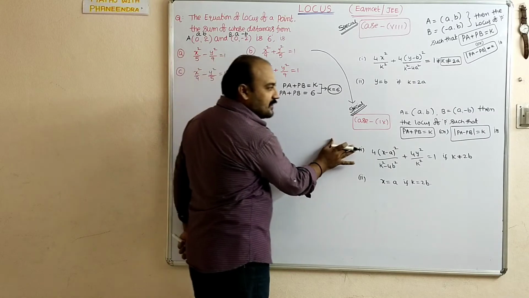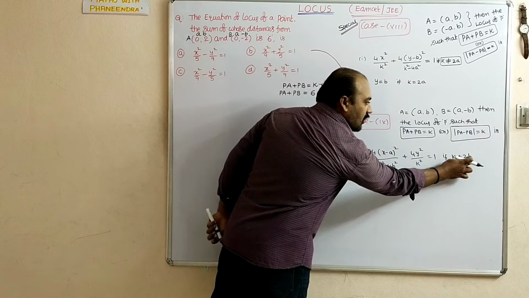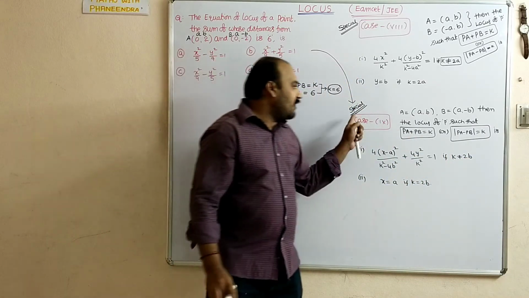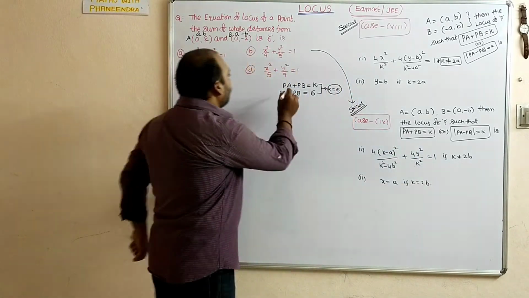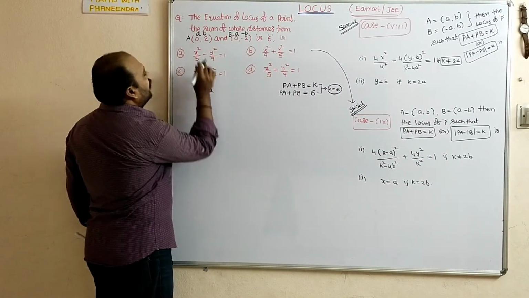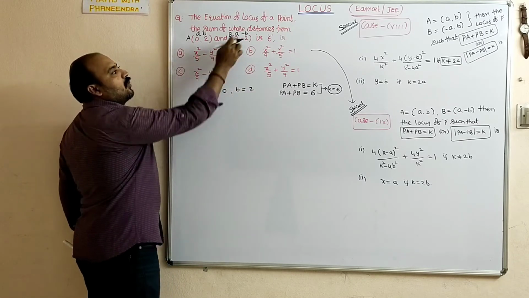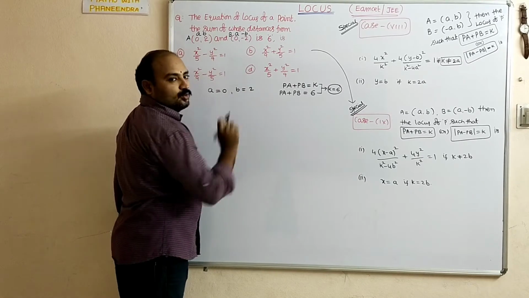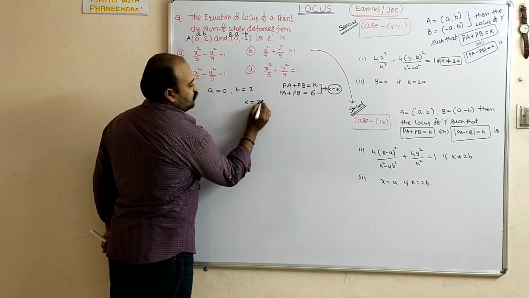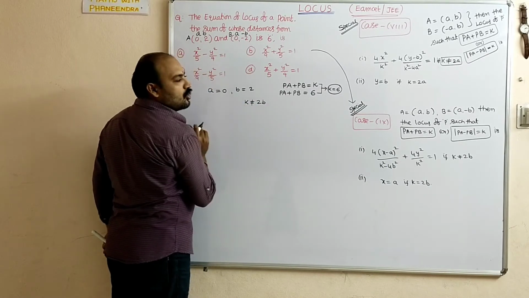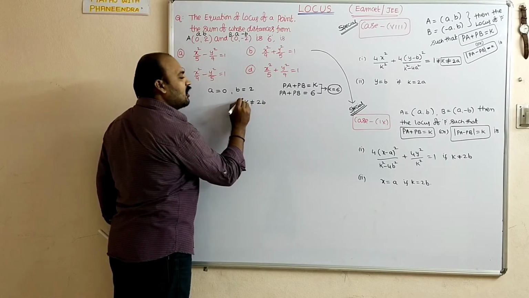Whenever you are going to apply this case, PA plus PB equal to K, first you have to verify whether the value of K is not equal to 2B. What is 2B here? By comparing, A is equal to 0, B is equal to 2. Irrespective of -2 and +2, here B is equal to 2. So 2B is 2 into 2, which is 4. K is 6, so K is not equal to 2B.